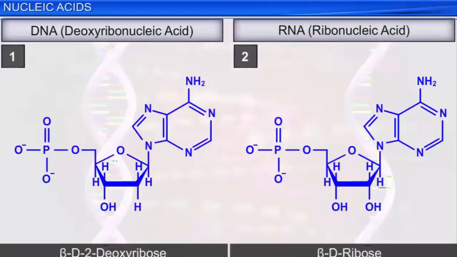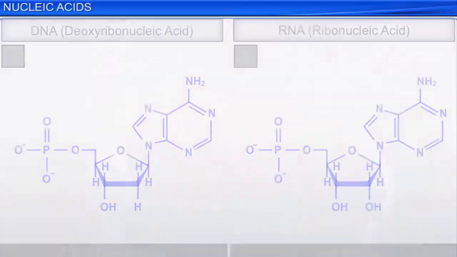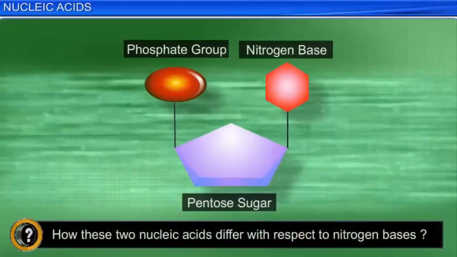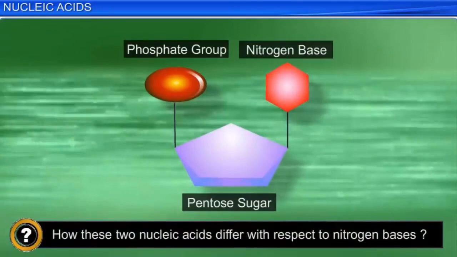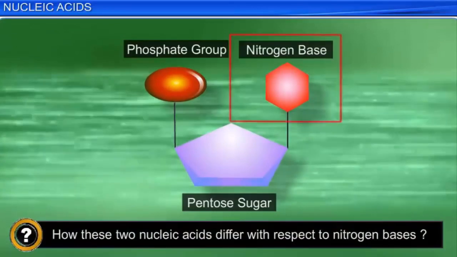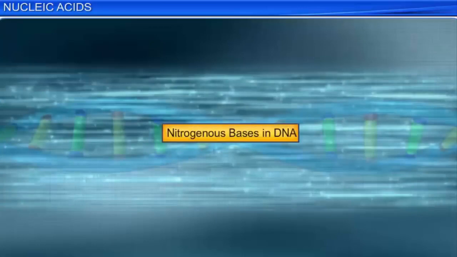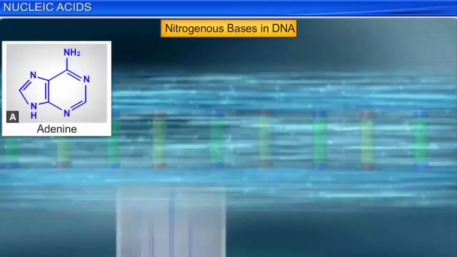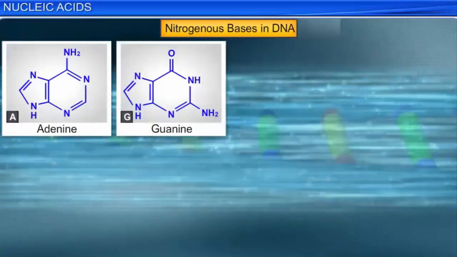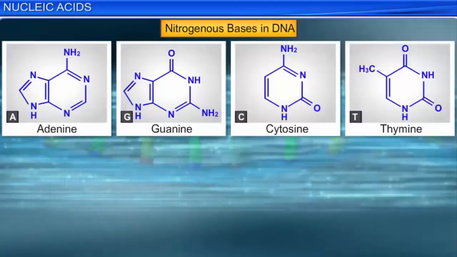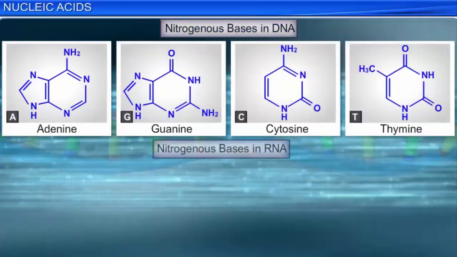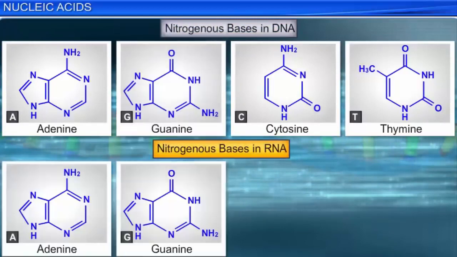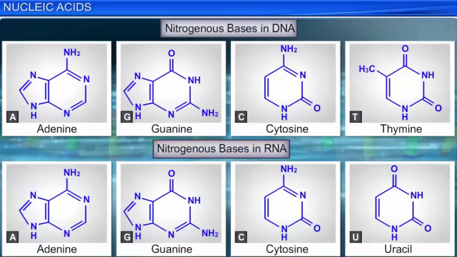Let us now look at how these two nucleic acids differ with respect to nitrogen bases. There are 4 nitrogenous bases present in DNA: adenine, guanine, cytosine, and thymine. There are also 4 bases in RNA. In RNA, the base uracil is substituted for thymine.